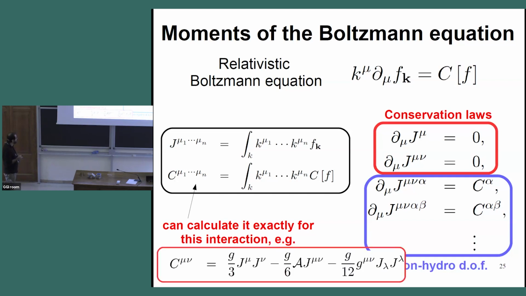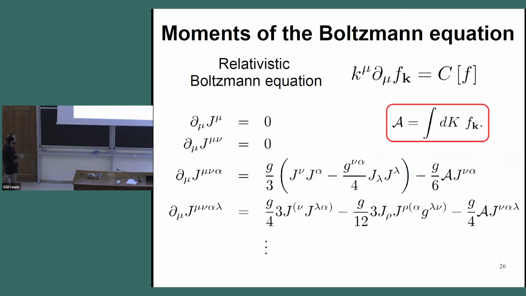And so, for example, if you calculate this one, you get this expression here, which is an exact expression for this collision term. So in terms of the particle current and the energy momentum tensor, this A, I think I defined on the next slide, this A is just the integral of F, the 0th moment of the Boltzmann equation, if you want to call it like that. And so the equations, they look a little bit like this, right?